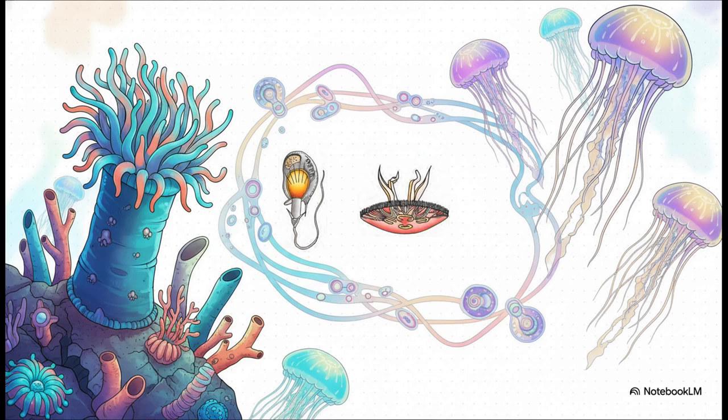First, you've got the cylindrical polyp form, which is anchored firmly in place, like a sea anemone. Second, there's the free-swimming, umbrella-shaped medusa form, like your classic jellyfish. What's wild is that some of these animals actually alternate between these 2 forms during their life cycle.